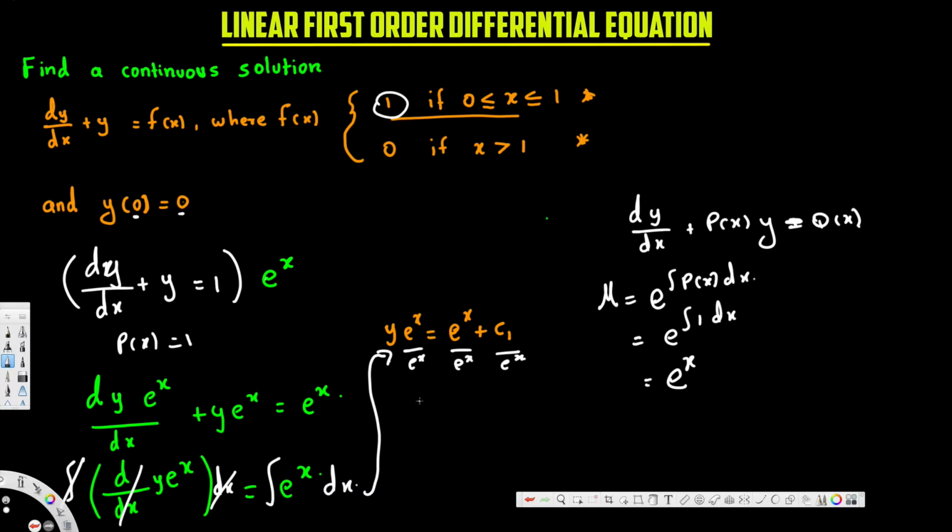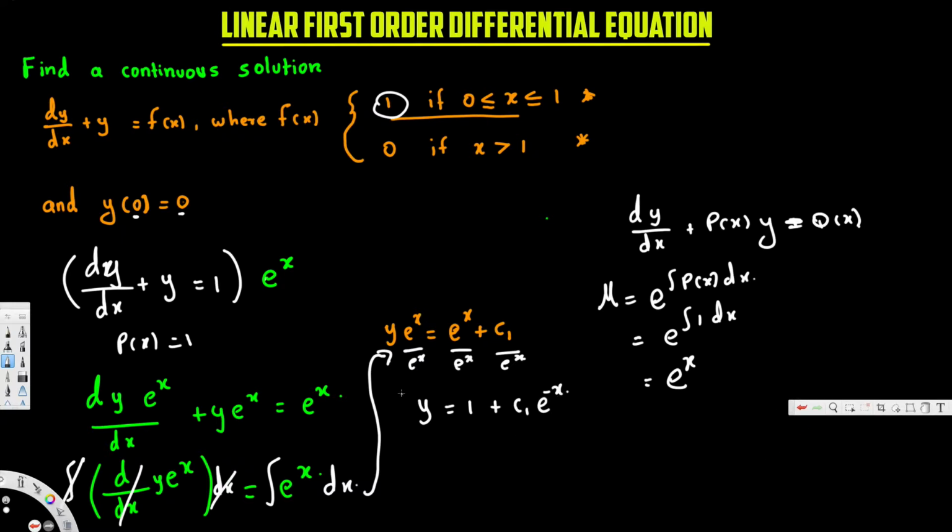It's going to give us y is equal to 1 plus c1 e power negative x. Now this is the one we derived from the first one, but since we have the initial condition, we can find out the particular solution. So here it says, when x is equal to 0, y is 0.